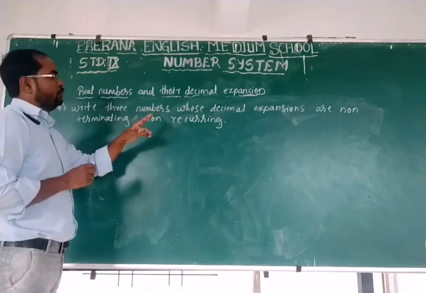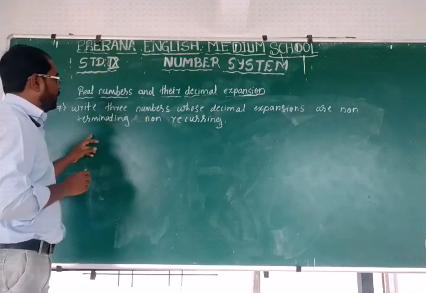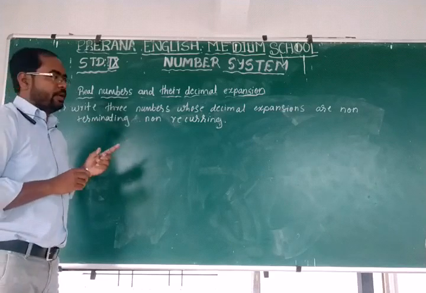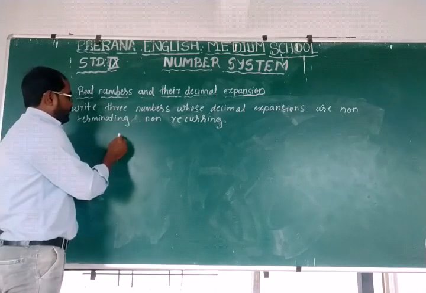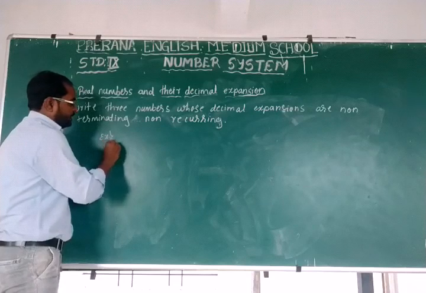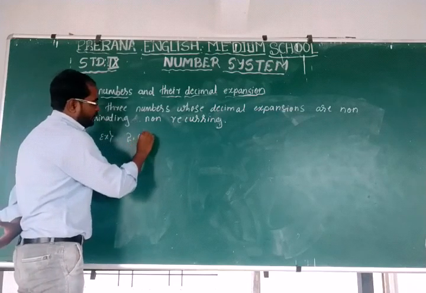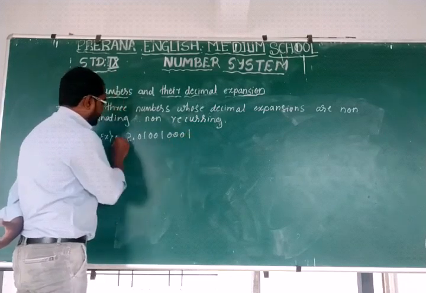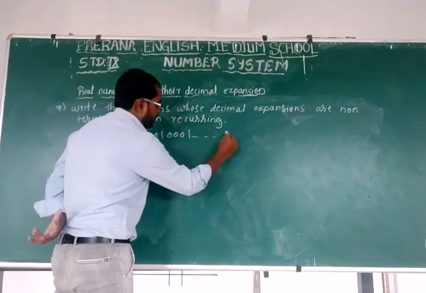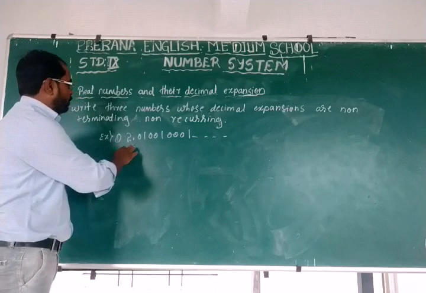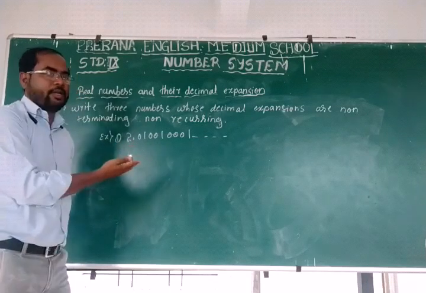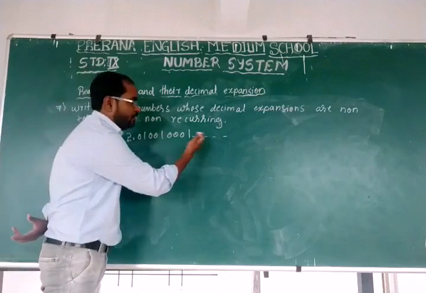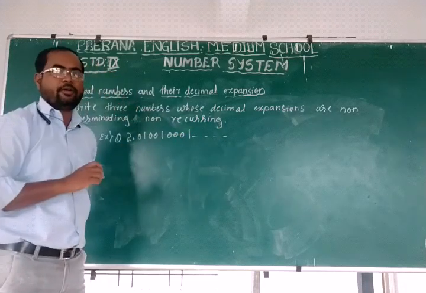Next question. Write 3 numbers whose decimal expansions are non-terminating, non-recurring. So you write 3 examples. If you want, you take 2.01, 001, 0001. This is the first one. It will continue. It has to be non-terminating and non-recurring. So when you put a dash, that shows it is non-terminating, non-recurring.